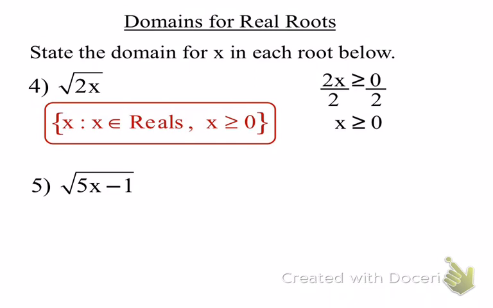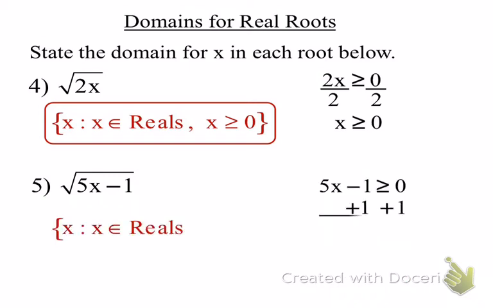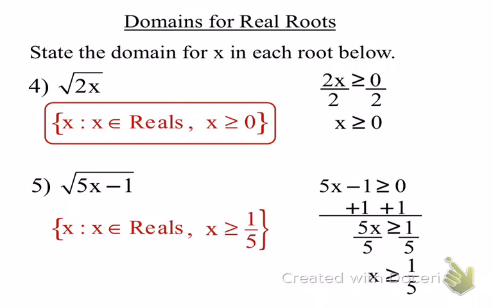Okay, next one. Why don't you guys try it? Pause the recording. All right. Okay, Anthony. So you set it to be 5x minus 1 is greater than or equal to 0. You add 1 to both sides, and you get 5x is greater than or equal to 1, and then you divide each side by 5, and you get x is greater than or equal to 1 over 5. And we say x is an element of the reals, and x is greater than or equal to 1/5. We should say and. Questions?